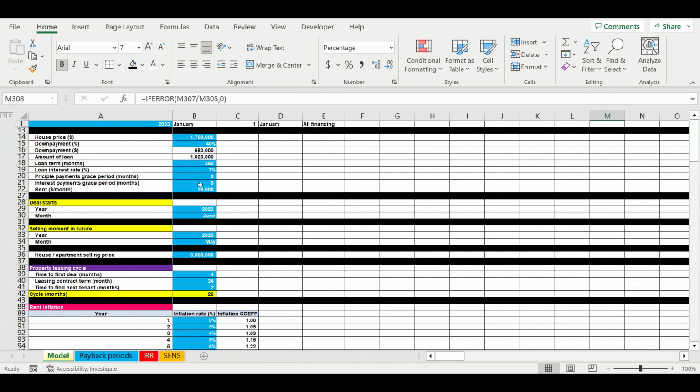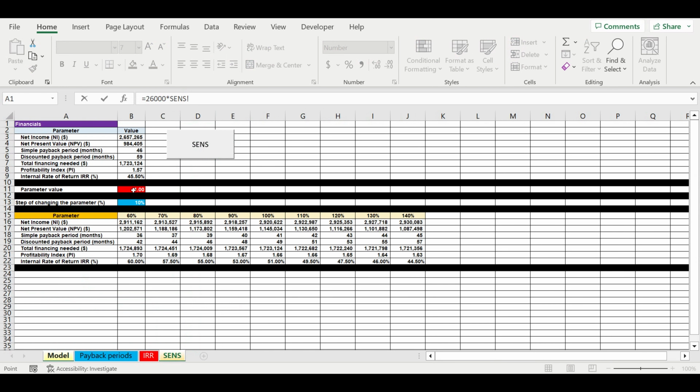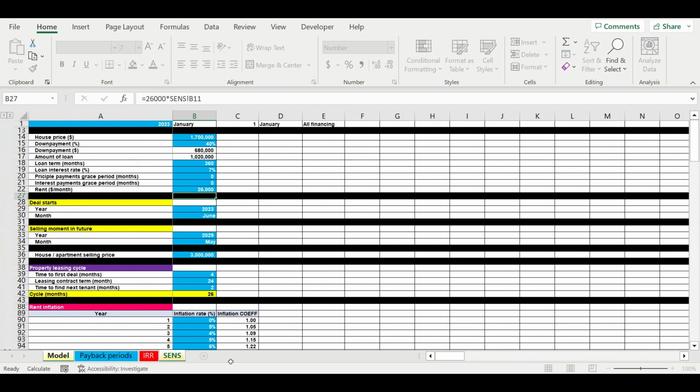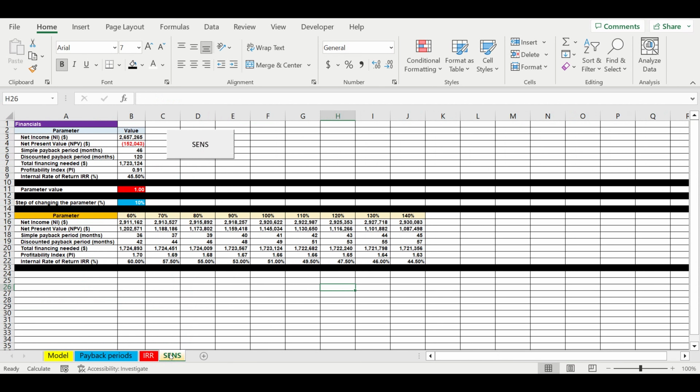So we can go to rent, we can press equals and add here and multiply this value by this sensitivity analysis parameter. Then we press enter, and we can go back, and now we can press sense and see how our project is flexible towards increasing or decreasing the rent. So let us do it.